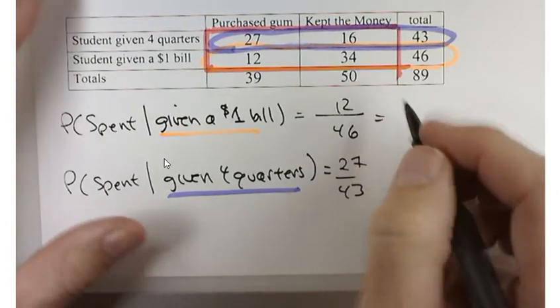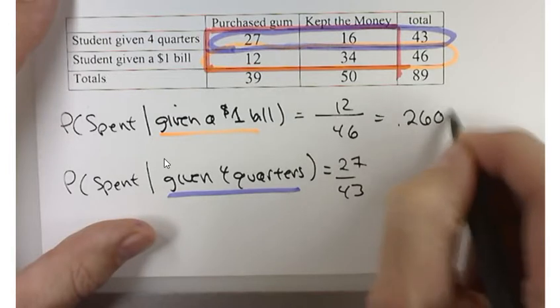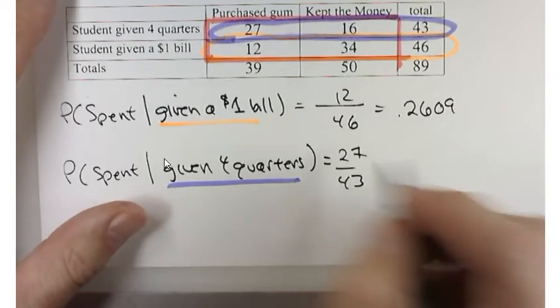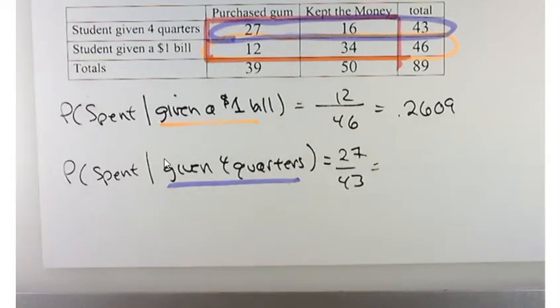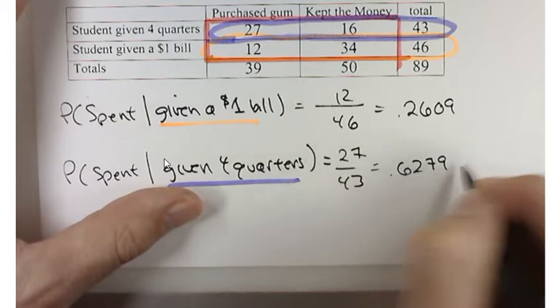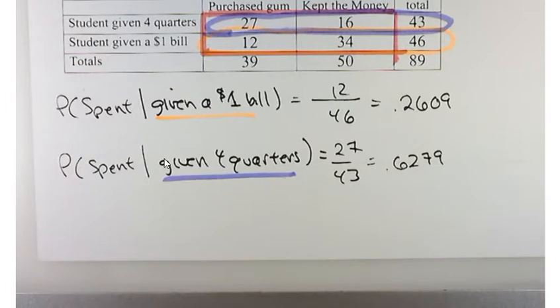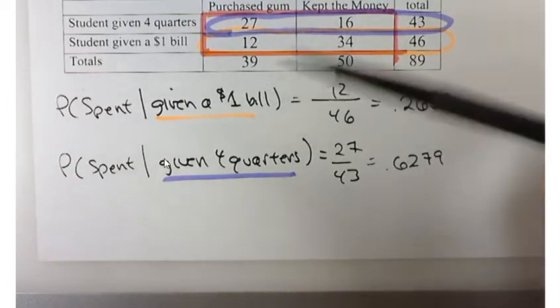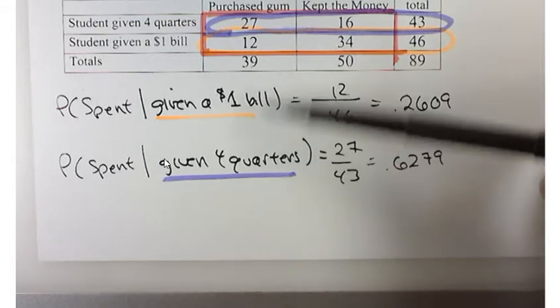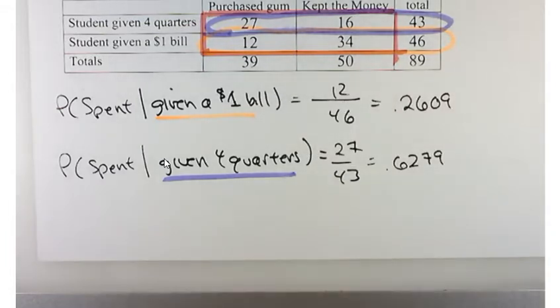So this first one is about 0.2609 or about 26%. The second one, well, that's more than 50%. So it's 0.6279. So does the type of currency they were given affect the probability of them spending it? Absolutely.